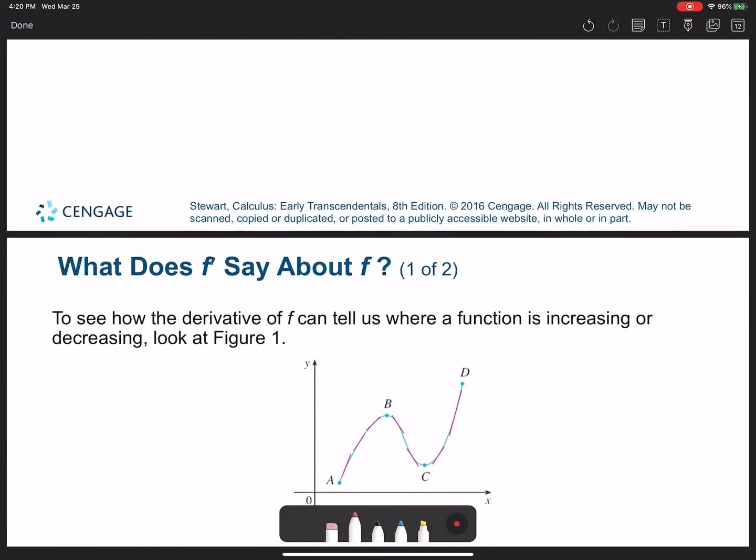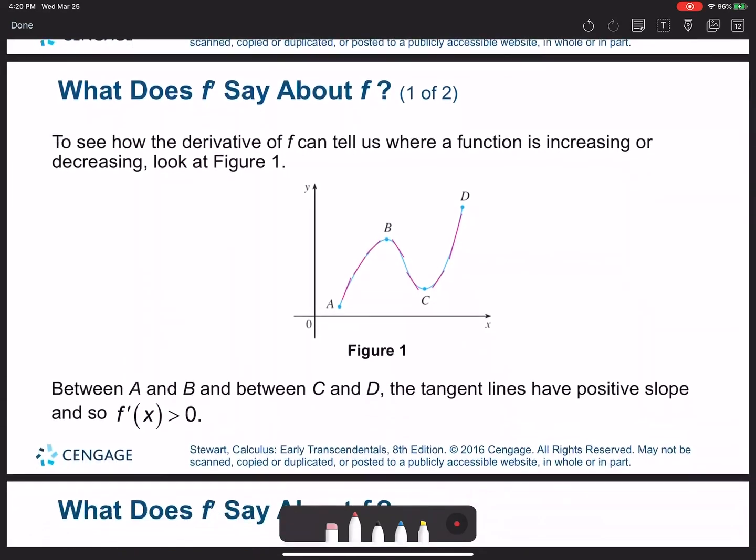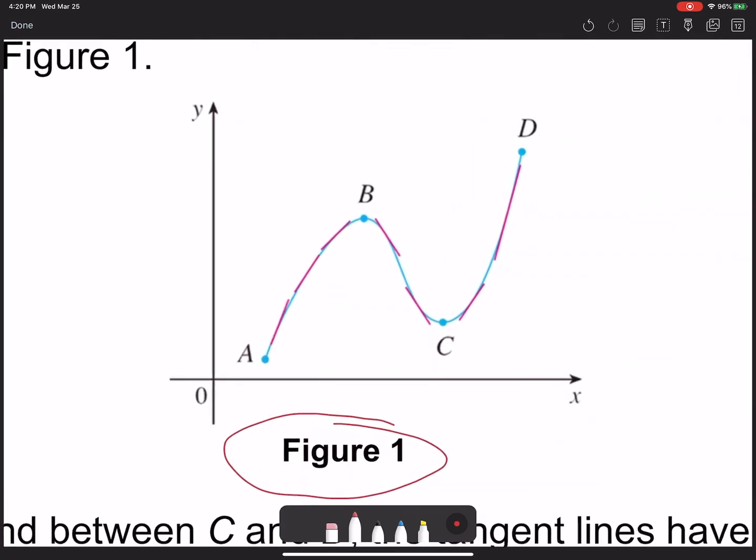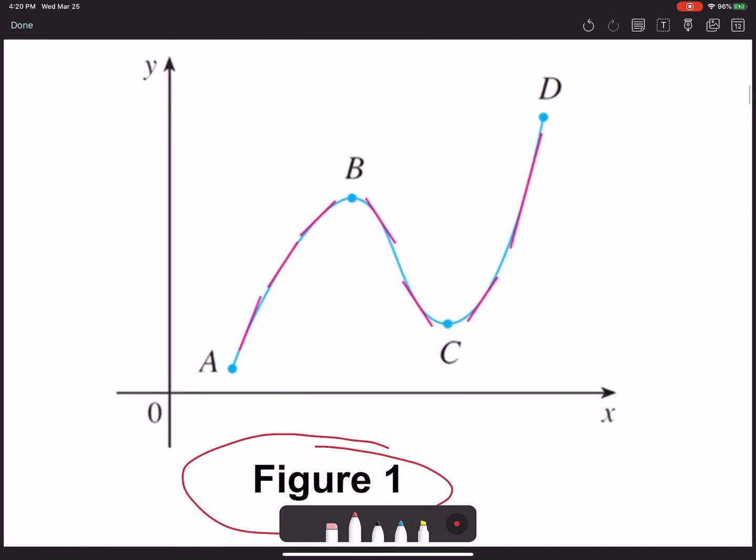So first, what does the derivative say about the function? If we look at Figure 1, which is in blue, we have a function that's drawn here. And these red lines that we see are indeed tangent lines. Those three tangent lines between A and B have a positive slope. And these tangent lines drawn over here also have a positive slope.